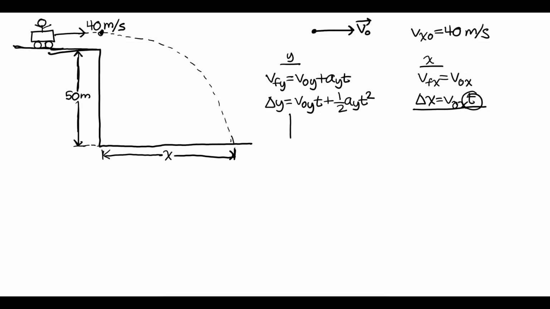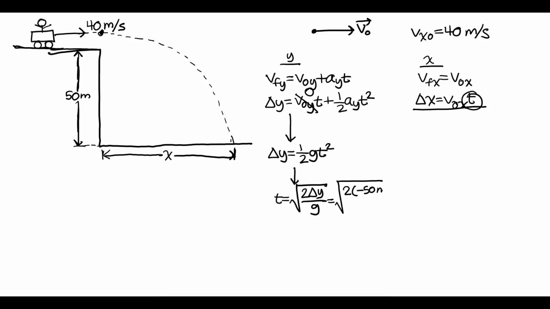We're gonna use this equation, and because v0y is 0, the initial velocity is in the x direction, so there is no v0y. So this becomes delta y equals 1/2 gt squared, just replacing ay with g. Okay? And then we solve for t, and we get t equals square root of 2 delta y over g. And that becomes the square root of 2 times negative 50 meters over negative 9.81 meters per second squared.